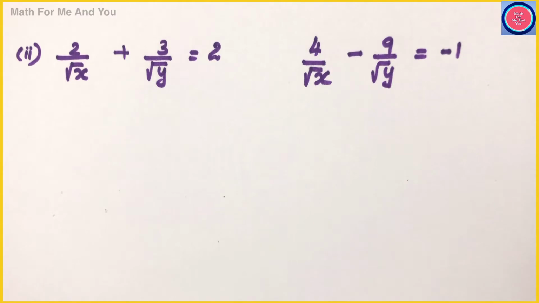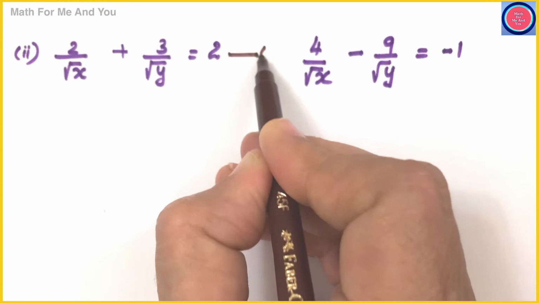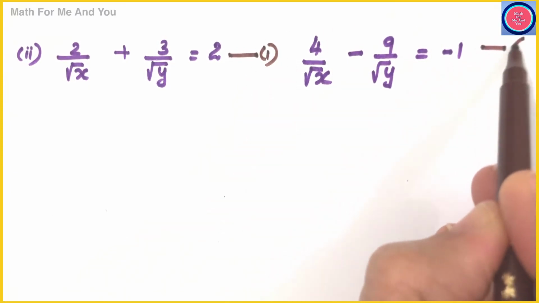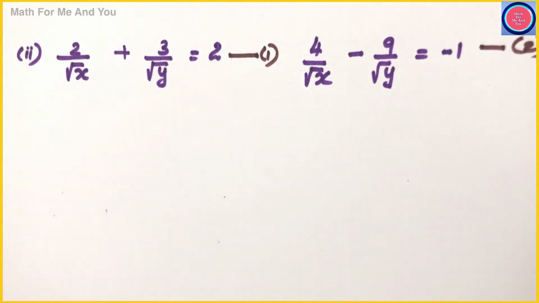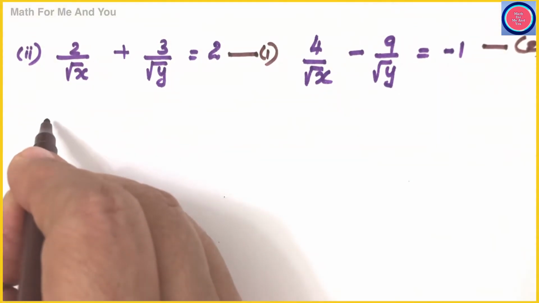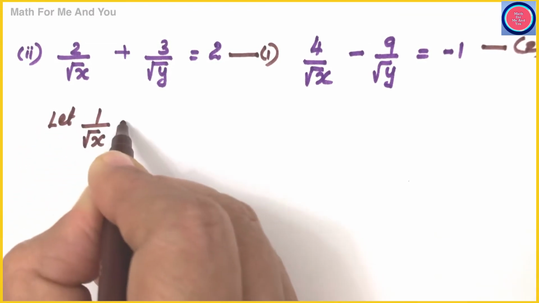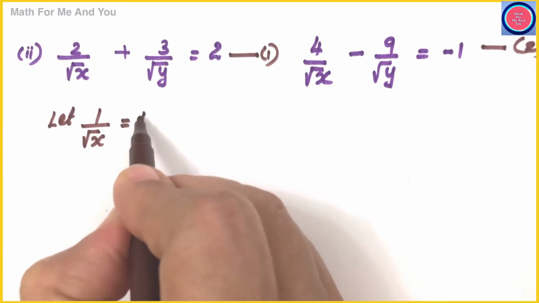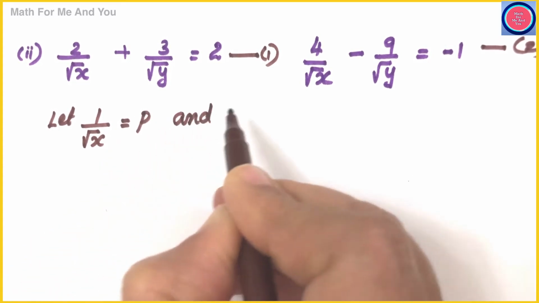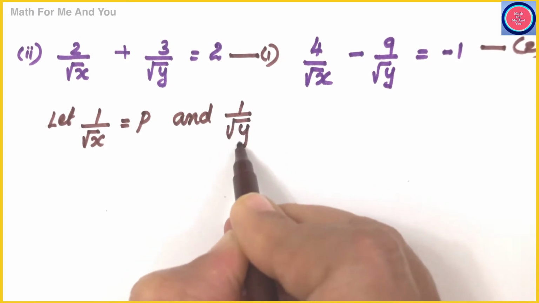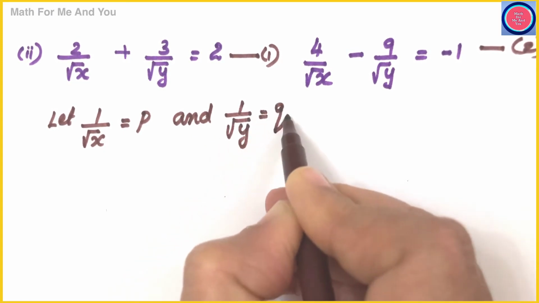Next question is 2 over root x plus 3 over root y equals 2. 4 over root x minus 9 over root y equals minus 1. Both are not linear equations. We have to convert to linear equations. First of all, we mark these equations as equation number 1 and equation number 2. Then think, which one can we change with variables? Yes, it is 1 over root x and 1 over root y. We will take these as different variables. Let 1 over root x be p, or you can take a or b. It's up to you. I'm taking this as p, and 1 over root y, I will take it as q.